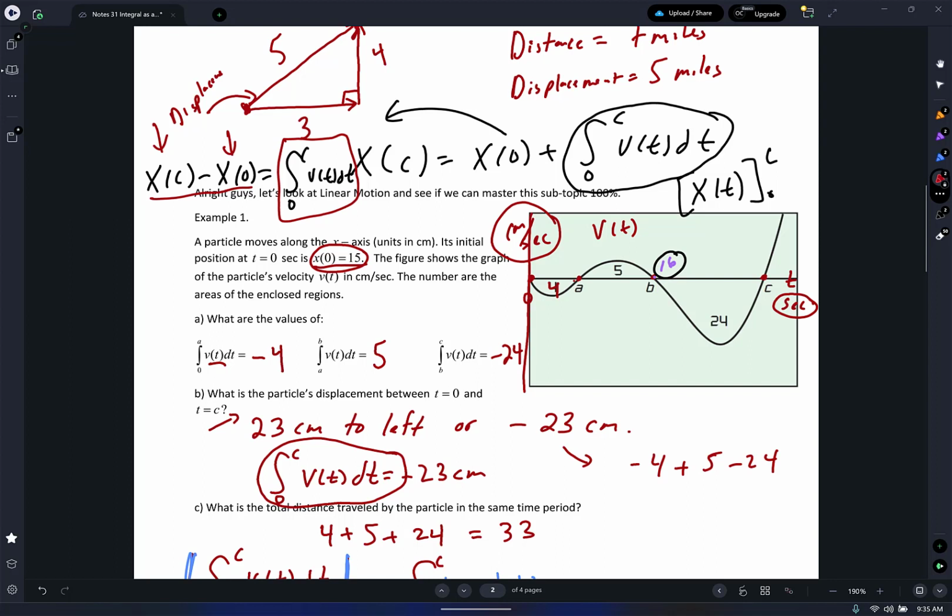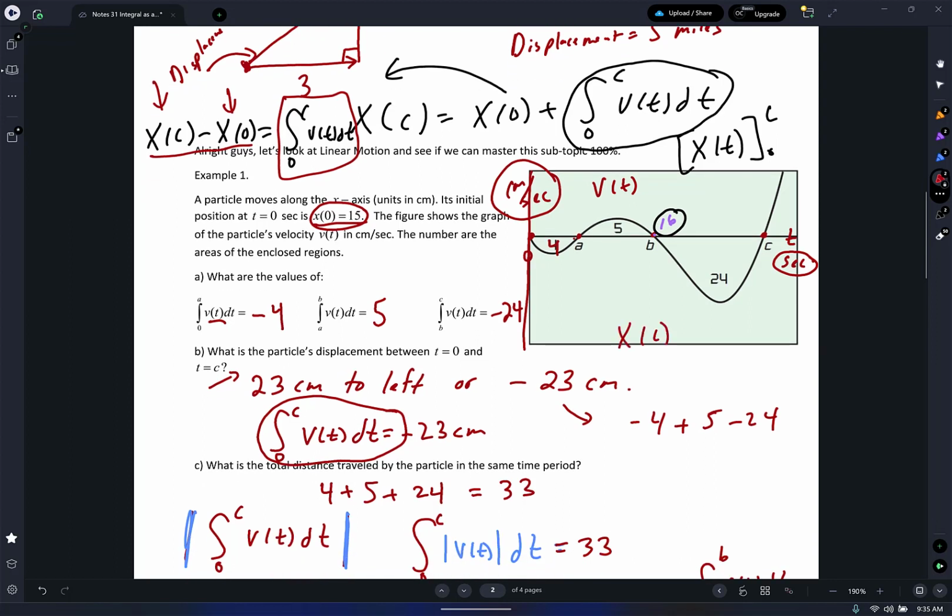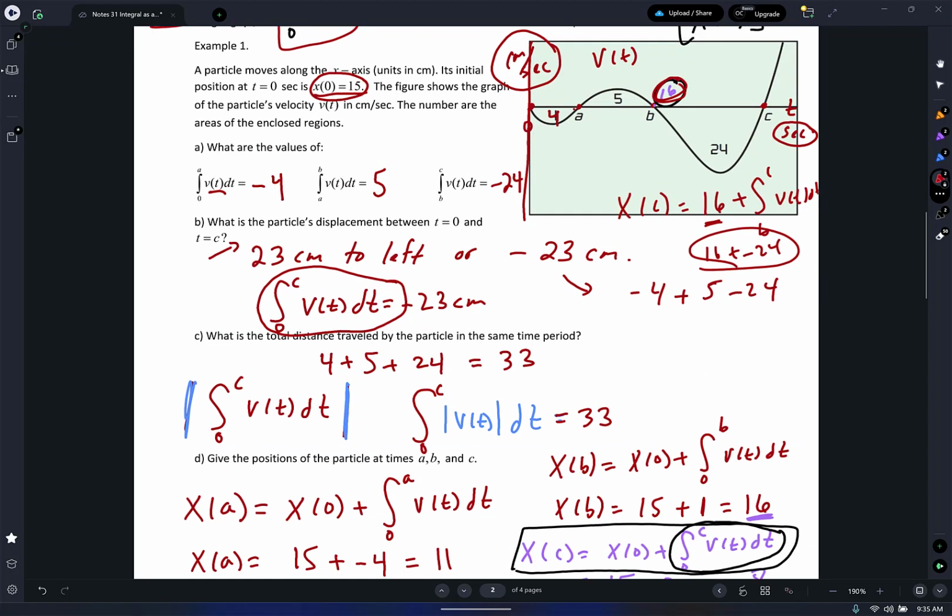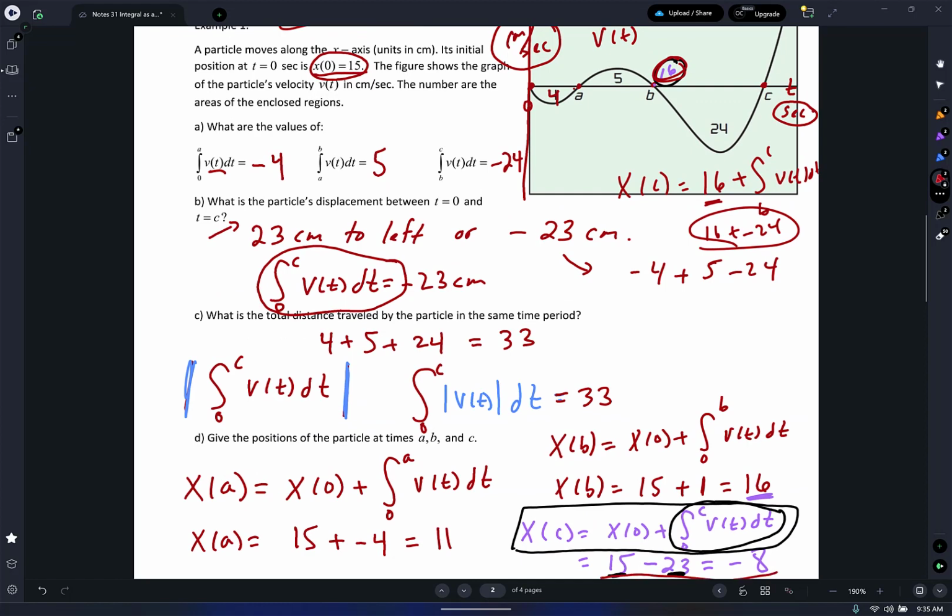All right, now I could have, if I wanted to, said x of c is nothing more than 16. Notice that I'm using 16, which is the position at b, plus the displacement between b and c of v of t. I could have done that. That's what I was saying. That's 16 plus a negative 24, but this is the same answer as this. Cool?